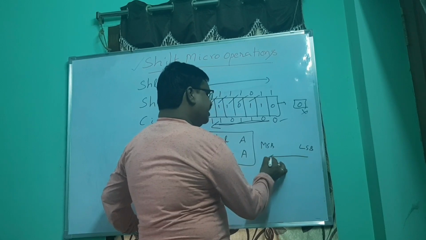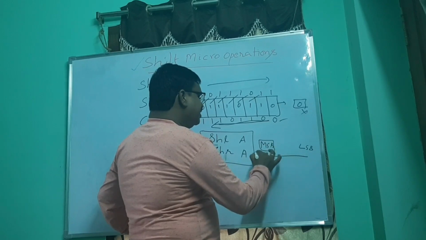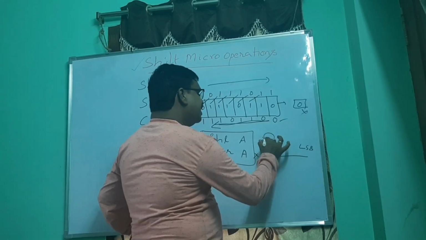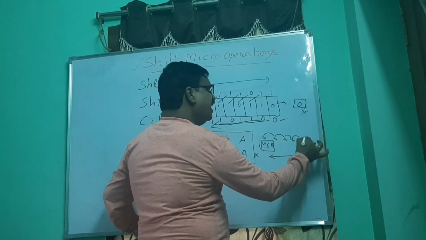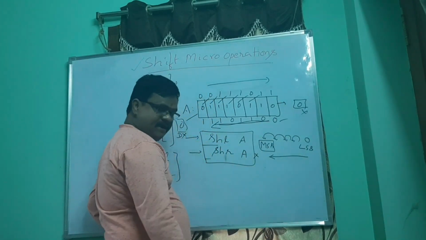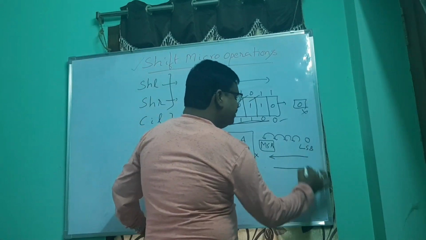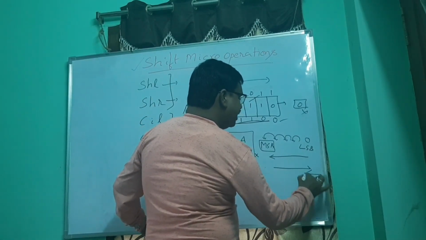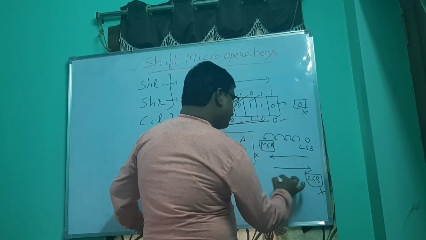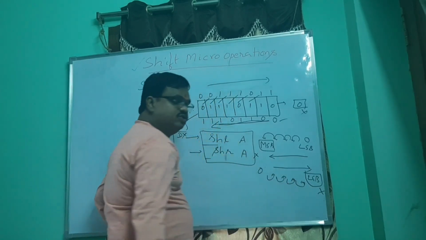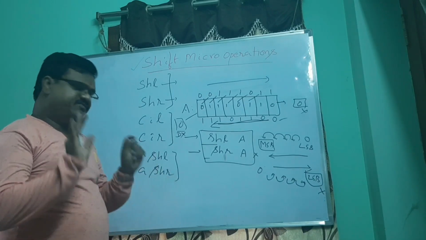So from this direction, if you are going to move the data, then this MSB will simply be discarded, and like this the data will be copied, and in place of the LSB a new 0 will be added. Or else, if you are going to transfer the data in this direction, this LSB will be discarded, and then like this, in this MSB position a new 0 will be added. That is about the normal shift left and normal shift right operations.